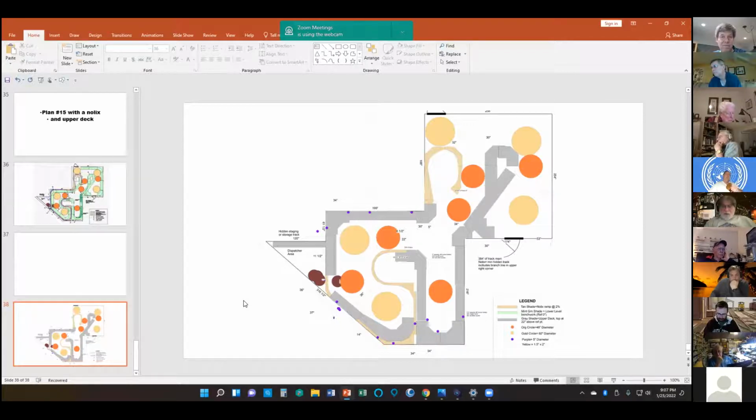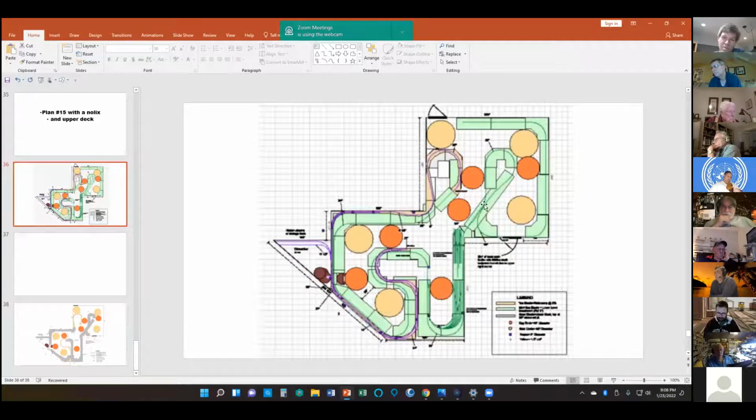Where would the main yard be with this design? Actually, the main yard is actually drawn. Let me get back to it. Right here. There's the main yard. You got as much of this as you want. I'm sorry, you can't see. Can you see my mouse? Yeah. Okay.